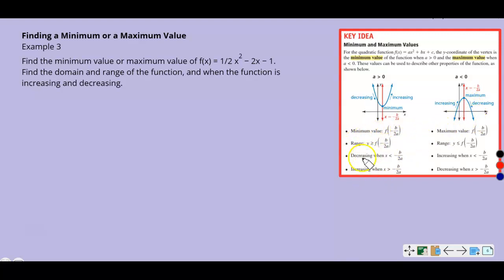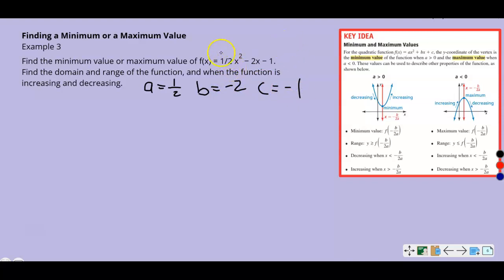You can also find the minimum or maximum by finding the vertex. We did that in graphing a little while ago. And you can state each one of those similar to what you have here. All right, let's get started with example 3. So we know first that a is 1/2. We know that b is -2. And we know that c is -1.